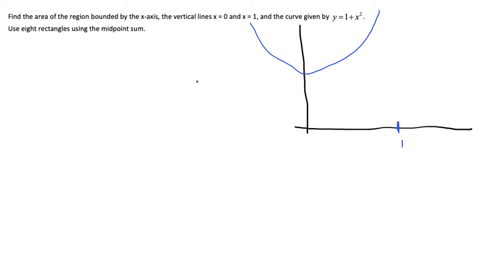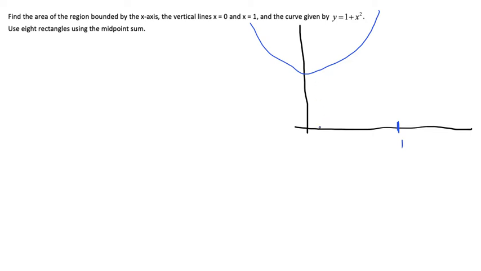Now the thing is, we want to break this down into 8 rectangles using the midpoint sum. Remember, the midpoint means that out of these 8 rectangles, the exact middle of each rectangle must touch this graph here. So we can do this a couple of ways.